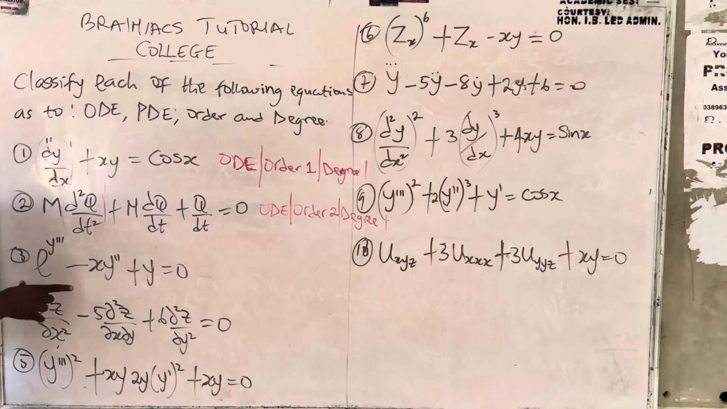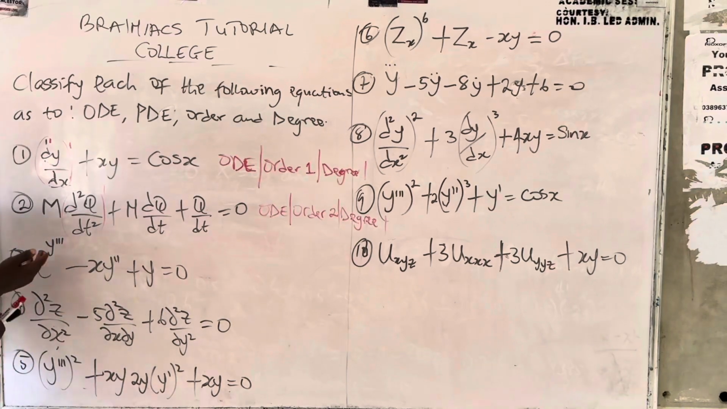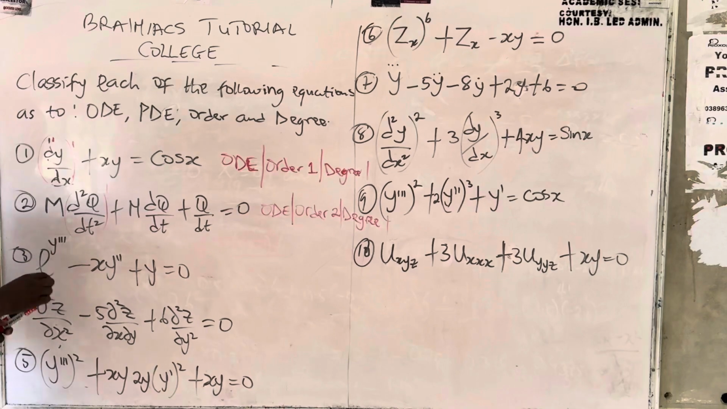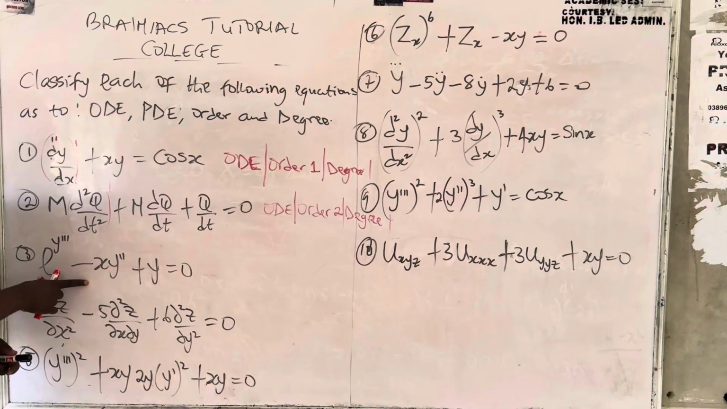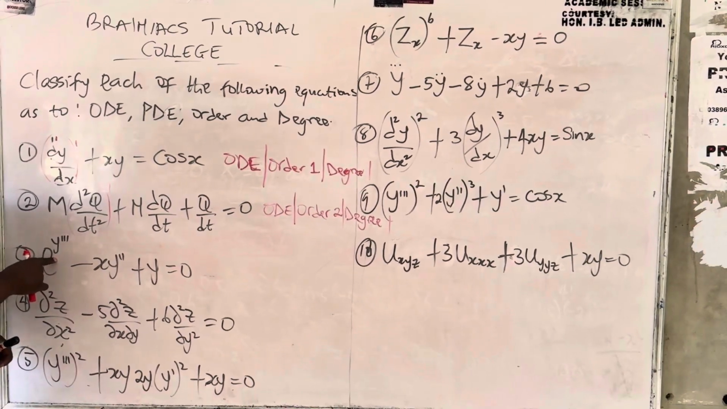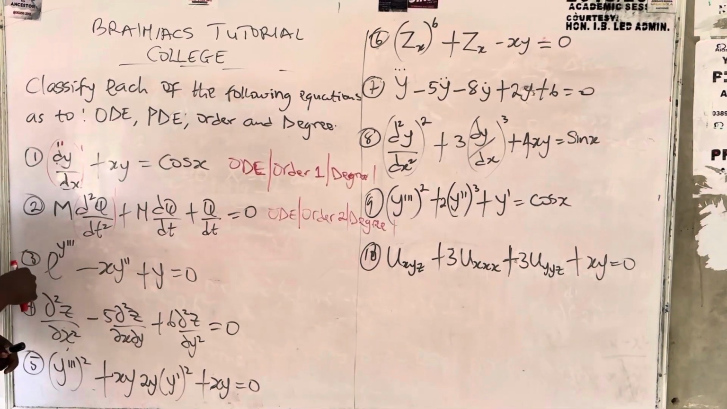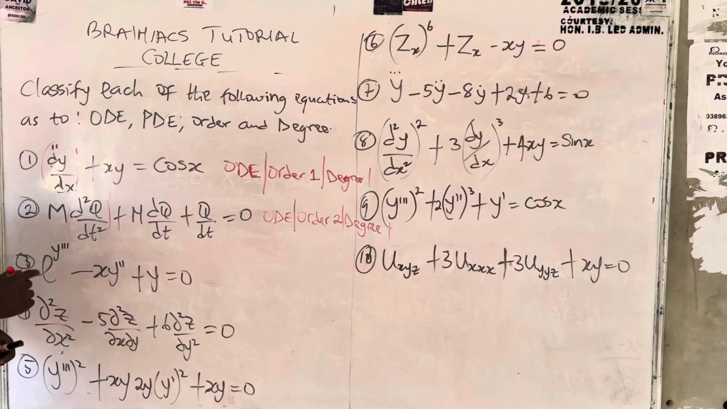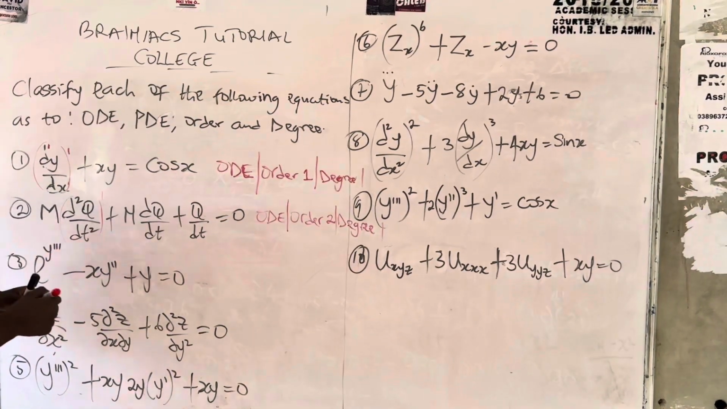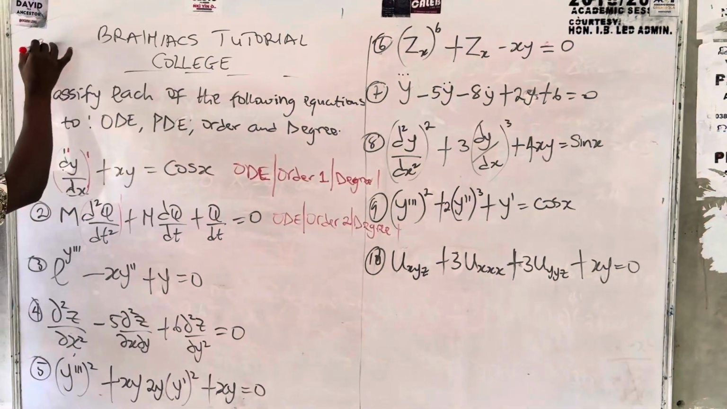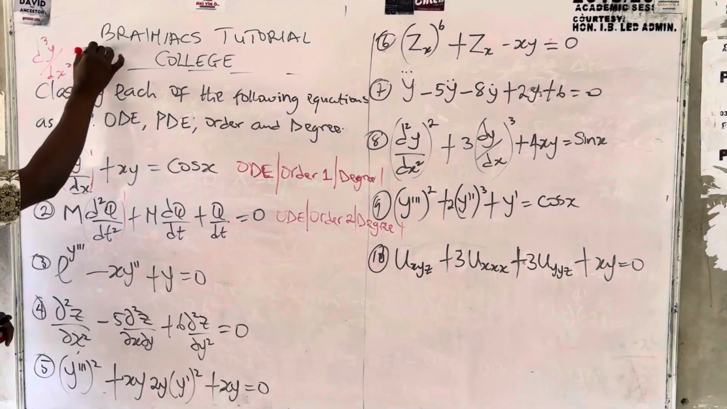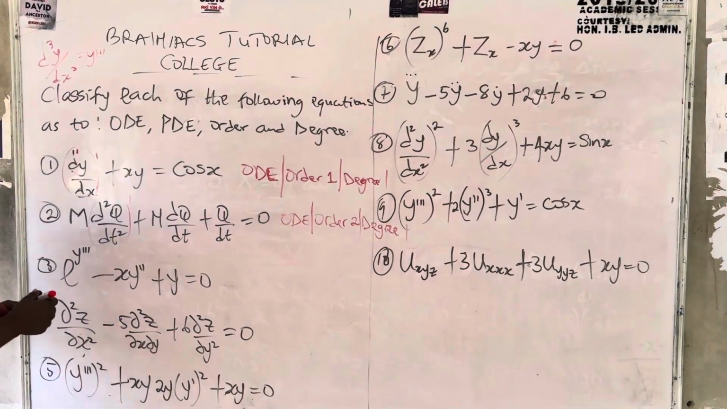And the next one, the highest derivative that we have here is 3. That means we have order 3. That's y prime prime prime. So this is an ordinary differential equation. When you see this y prime prime prime, it is still under ordinary differential equation, because y prime prime prime can also be written as d cubed y over dx cubed. So that's y prime prime prime, which is d cubed y over dx cubed.